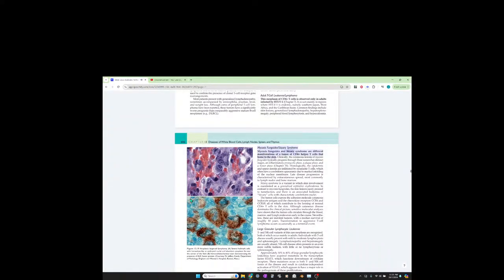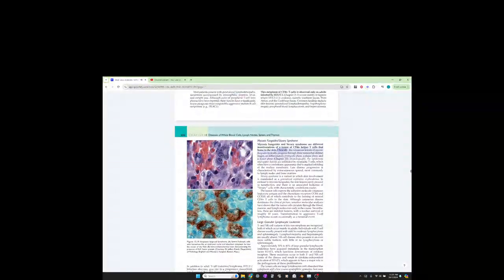Mycosis fungoides and Sézary syndrome are different manifestations of a tumor of CD4 helper T cells that home to the skin. Clinically, the cutaneous lesions of mycosis fungoides typically progress through 3 somewhat distinct stages: an inflammatory premycotic phase, a plaque phase, and a tumor phase.